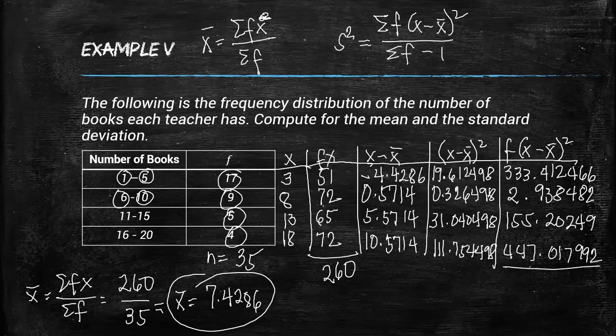Yun na yung numerator ng ating formula for variance. Haba, di ba? 333.412466 plus 2.938482 plus 155.20249 plus 447.017992. Yan na siya. So the sum is 938.57143.